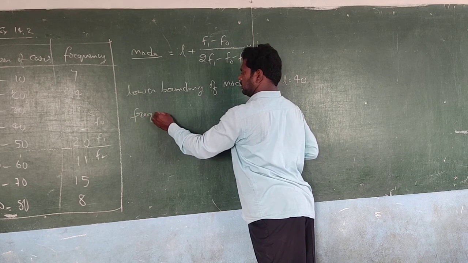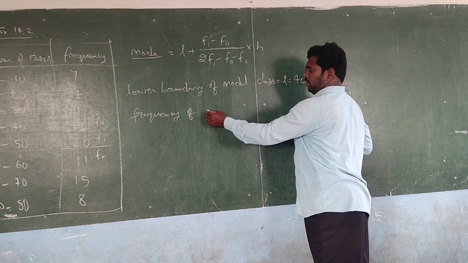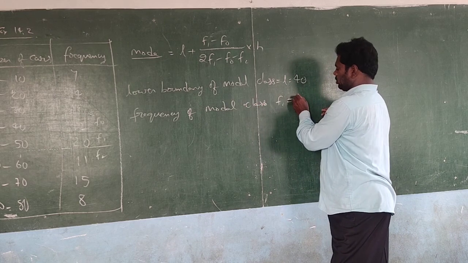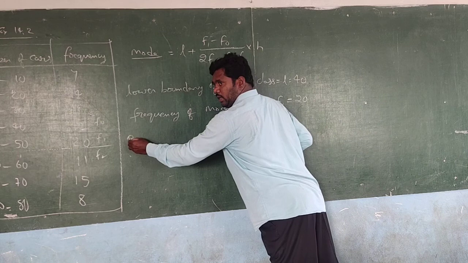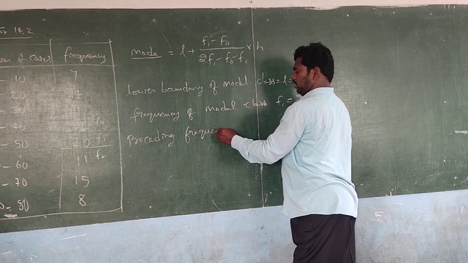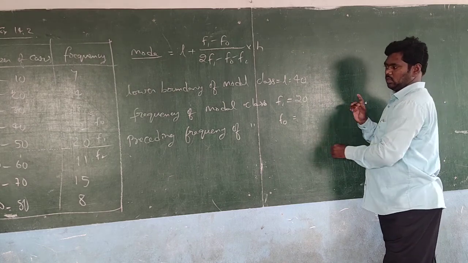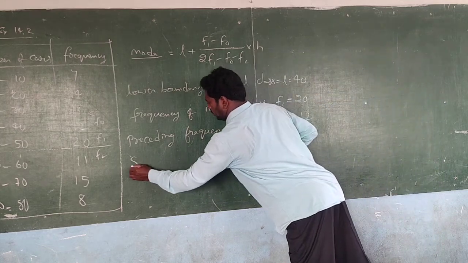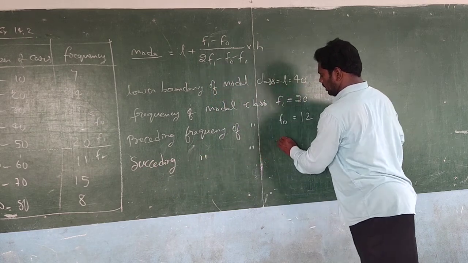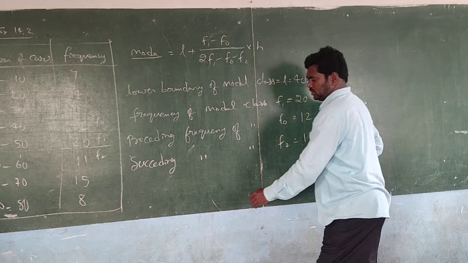Next, frequency of the modal class, F1, is how much? 20. And next, the preceding frequency, the frequency before the modal class, F0, is how much? 12. And next, the succeeding frequency of the modal class, F2, is equal to? 11. And one more, the size of the class.